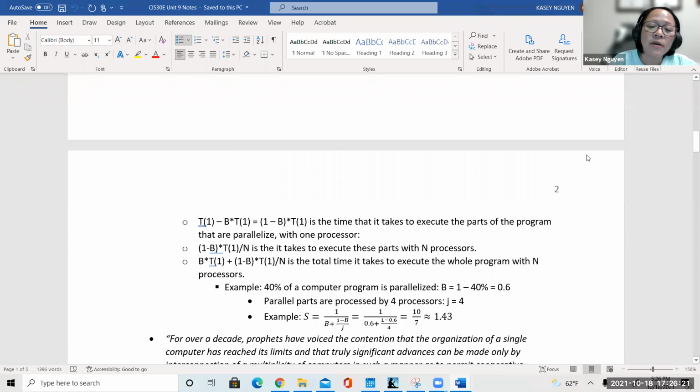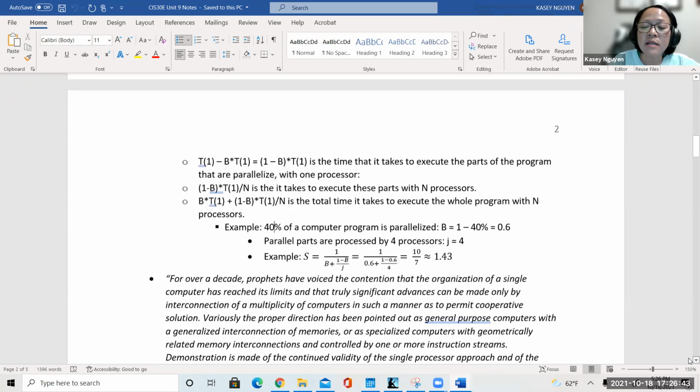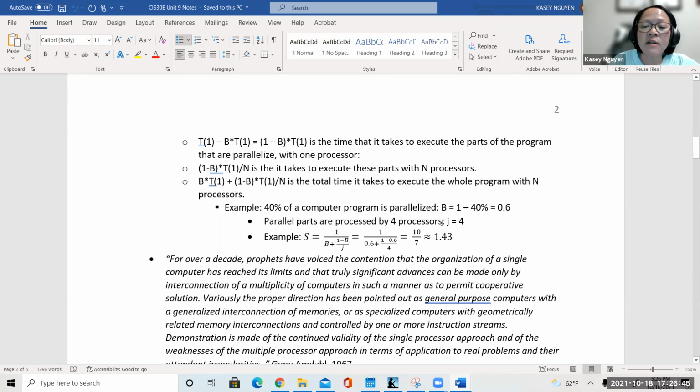In the case where 40% of our program is parallelized, that means that we would have 60% that would be sequential. Then we would allocate 4 processors for the parallel parts of our program. That's going to make it 4 times.